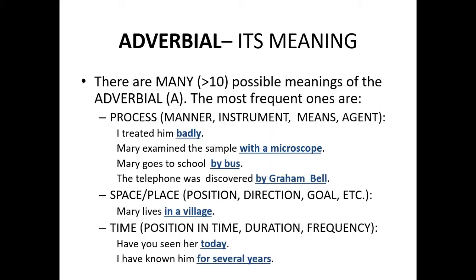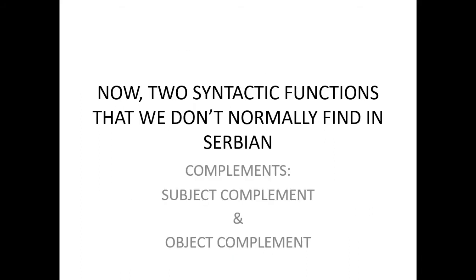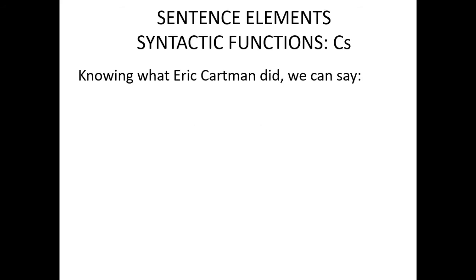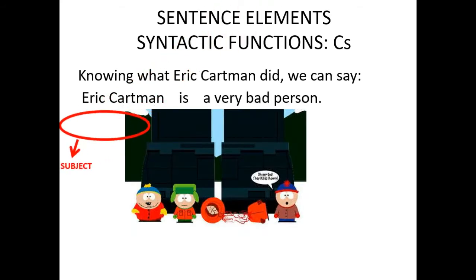And finally, you have two sentence elements that proved especially problematic in practice classes. The success rate in identifying them was under 50%. They are the subject and the object complement. So I created some slides on this. So again, I used Eric Cartman, and you know that he killed Kenny. So knowing what he did, you can say Eric Cartman is a very bad person.